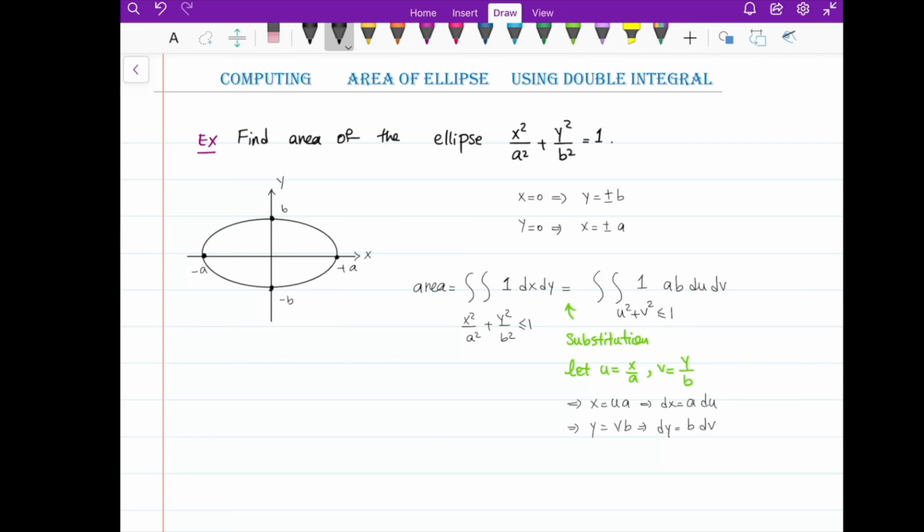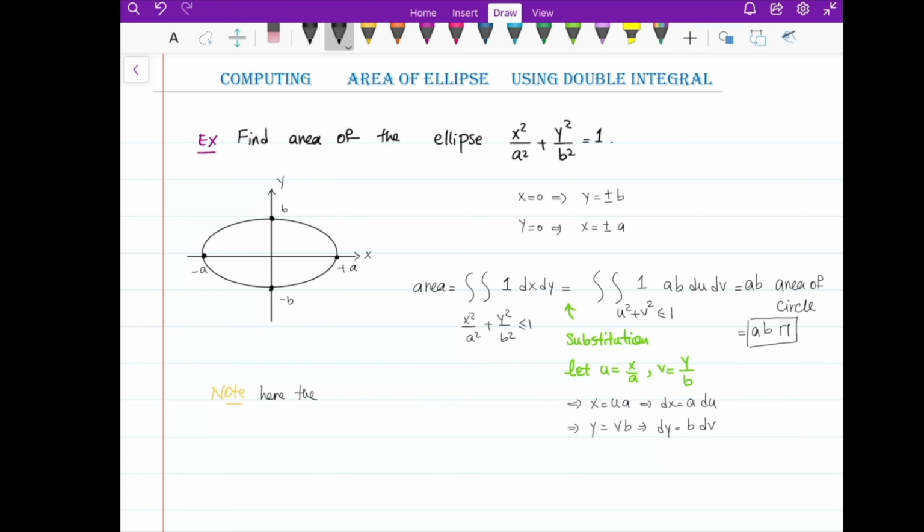So as you see, this is a disk, so a and b are just numbers, so I will bring them out. So I have the double integral of 1 du dv over the disk, so it would be the area of the circle of radius 1, so it would be ab times pi r squared, where r is 1, so that is the area of the ellipse.